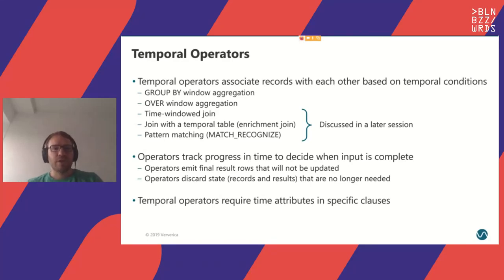What these operators basically do is track the progress in time to decide when input is complete. If your attribute is an event time attribute, then the operators track time by looking at the watermarks. When you have an event time operation and you want to perform a computation at 12 o'clock, then the operator will do that when a watermark is received that is past 12 o'clock. If you're doing a computation based on processing time, that should happen at 12 o'clock, then the operator will look at its local clock, and once the local clock is past 12 o'clock, then the computation will be performed.